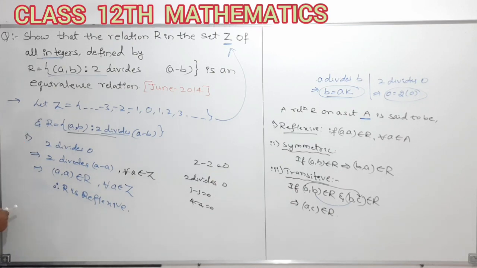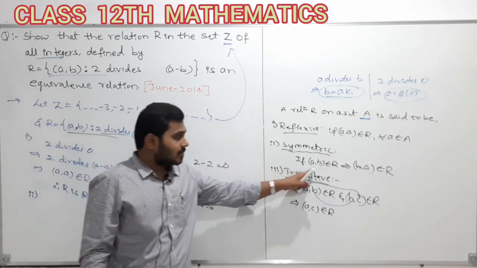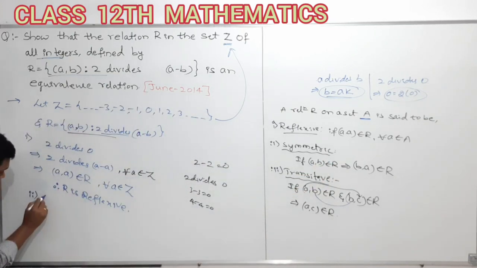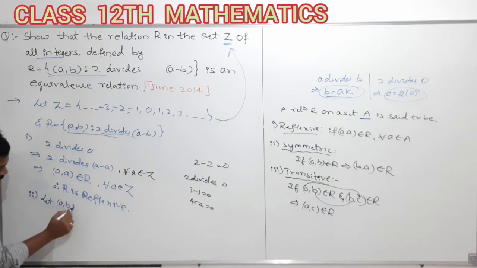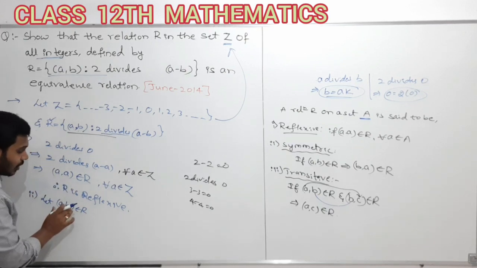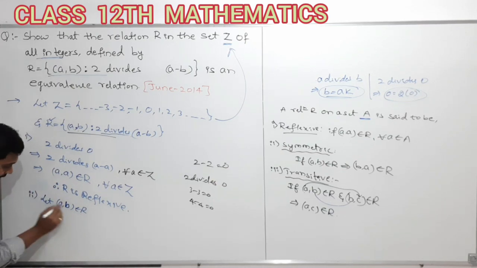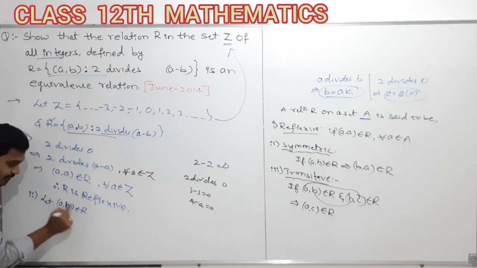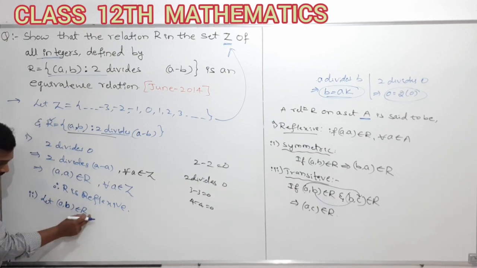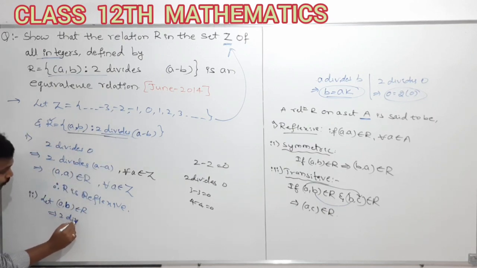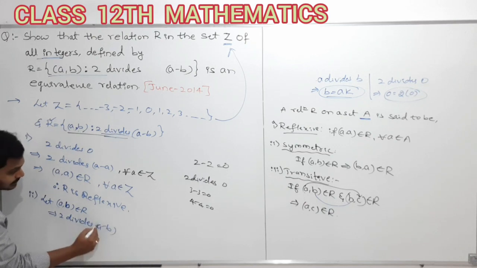And next, the second one, my dear students. What is the second condition? If A comma B belongs to R, that should imply that B comma A belongs to R. So let us take one ordered pair A comma B, which is in the relation R. Any ordered pair from the relation R should satisfy this condition. So let A comma B belong to R. This implies that 2 divides A minus B.